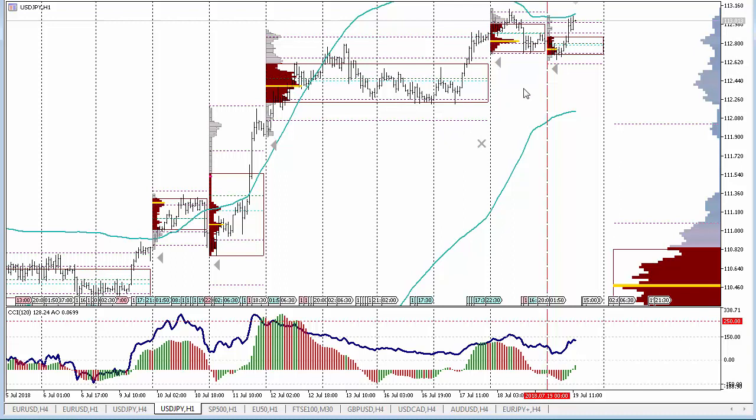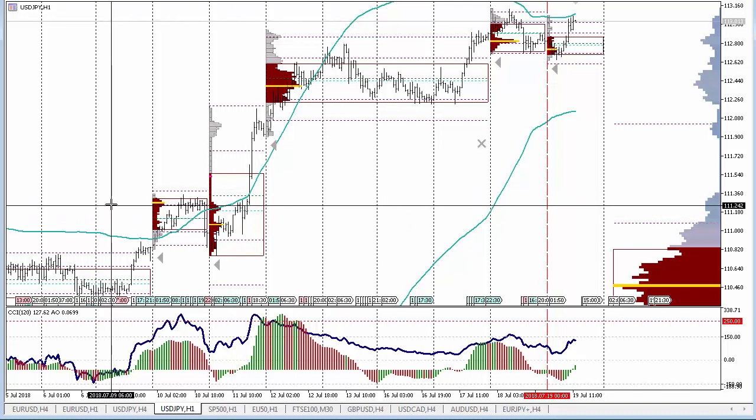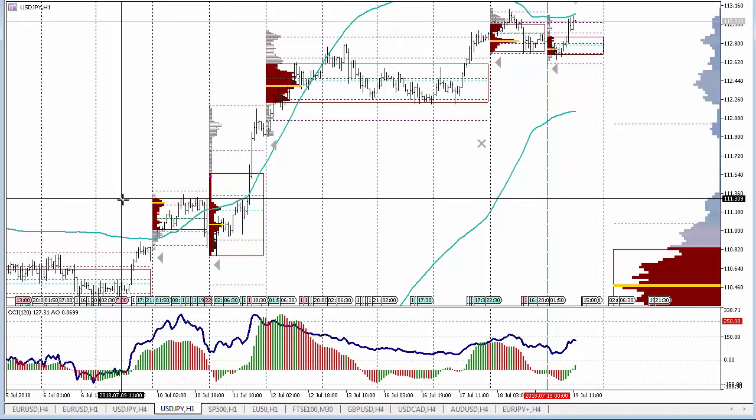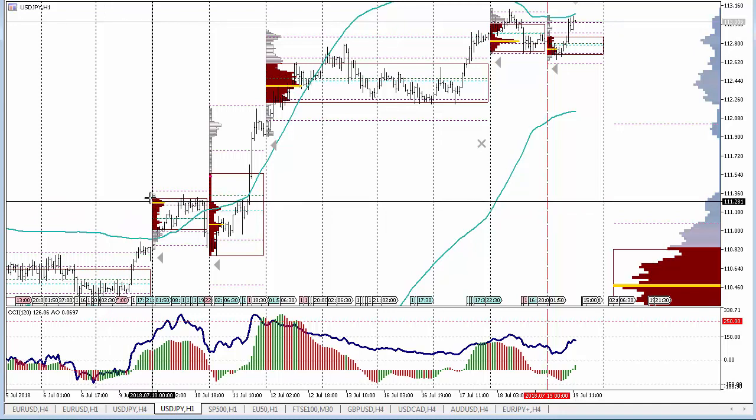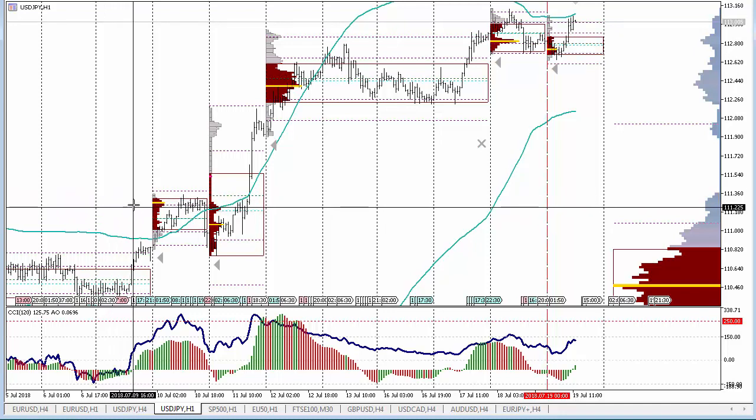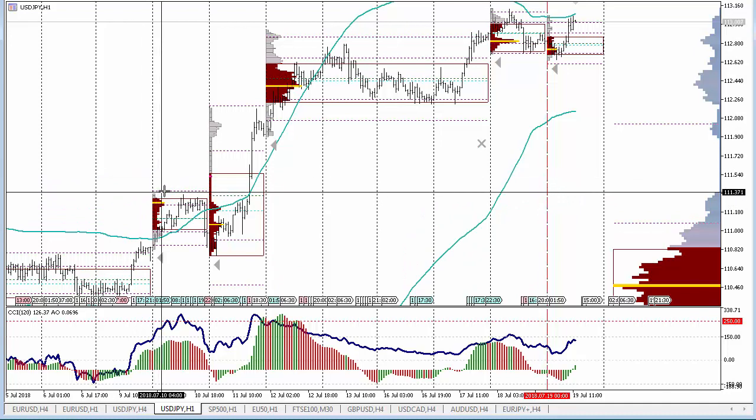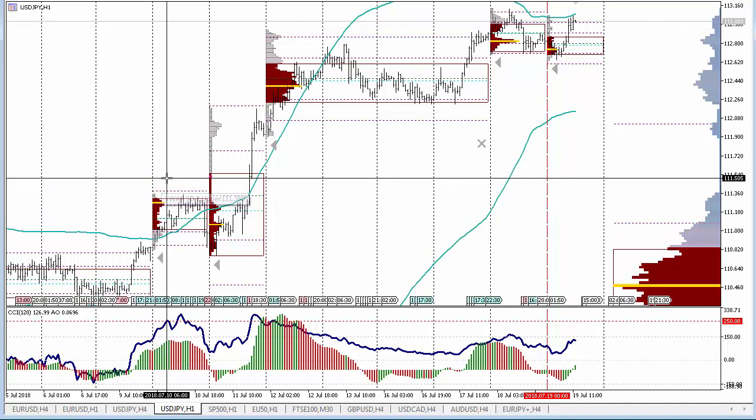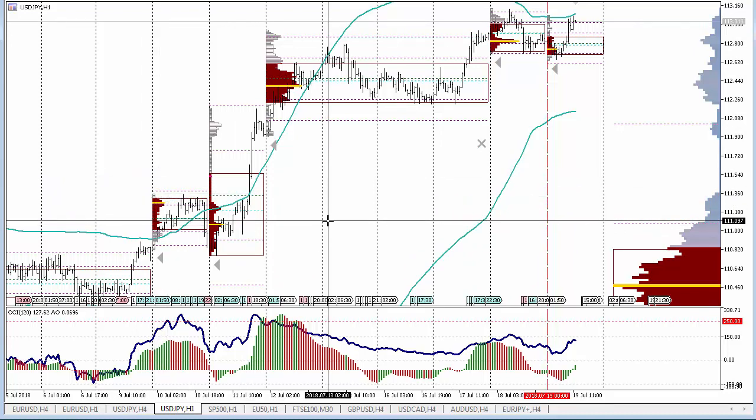Now you get an idea why this is a bad idea to look for a long position here. If you were long, it was a better reward and risk to look for a long around 111.20, 111.30. That would have been a good area if you had a bullish bias.